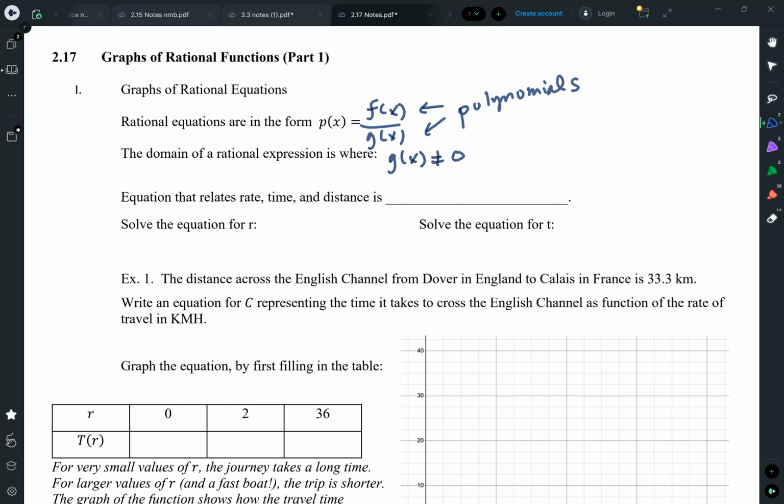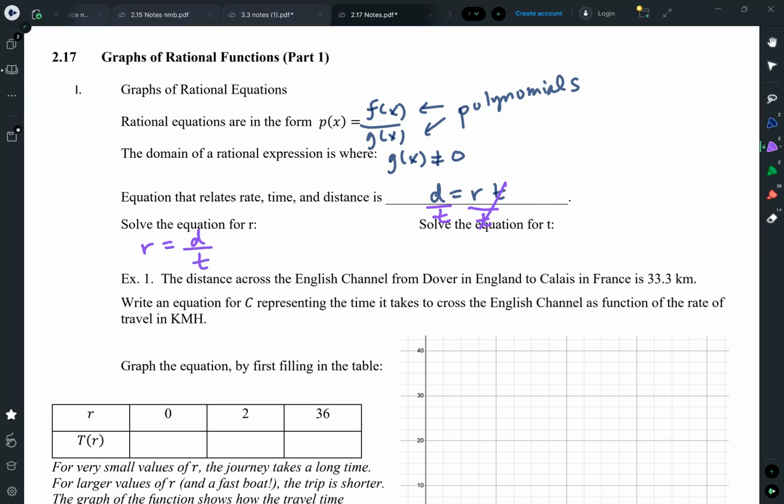An equation that relates distance, rate, and time is d equals rt. I know you've used this a lot in a science class. Going back to the idea of literal equations that we played around with the other day, if I'm solving for r, I am dividing both sides by t. That gives us the equation r equals d over t.